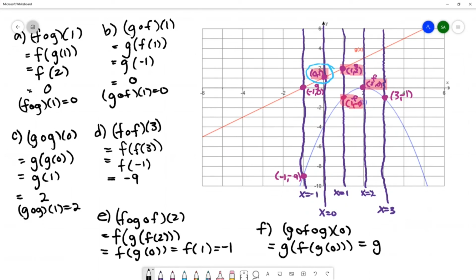We have g of f of 1. And f of 1 is right here, negative 1. And g of negative 1 is right here, which is 0. So we found g of f of g of 0 to be 0.